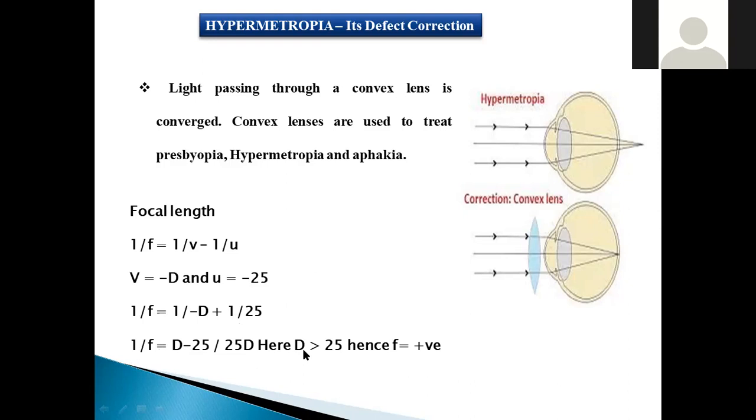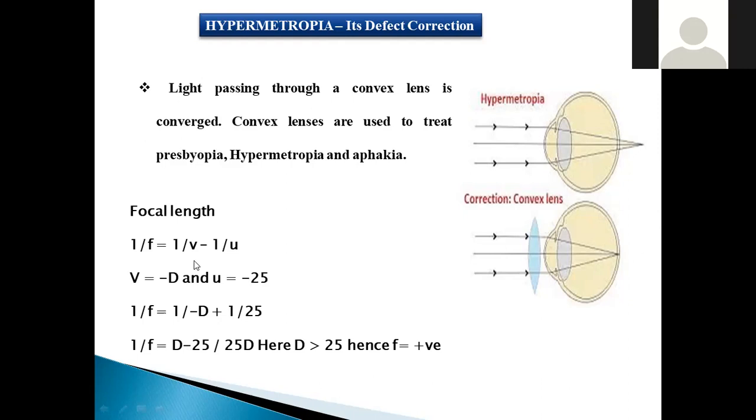Always this value d is greater than 25. This is the condition of hypermetropia. When d is greater than 25, the value becomes positive, because we are subtracting a lower term from a higher one. For example, here we have 30 minus 25, it will become what? A positive integer only. So in that case, the f value becomes positive, because d is always greater than 25. So 25 is the minimum vision distance from the human eye. Always this d value is greater than that, because far objects are clearly visible to hypermetropia patients.